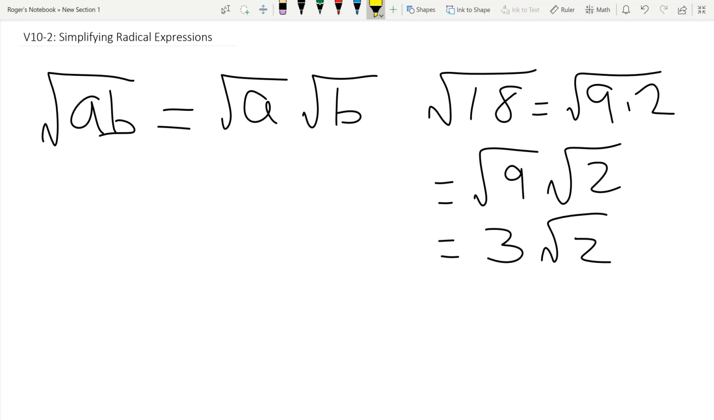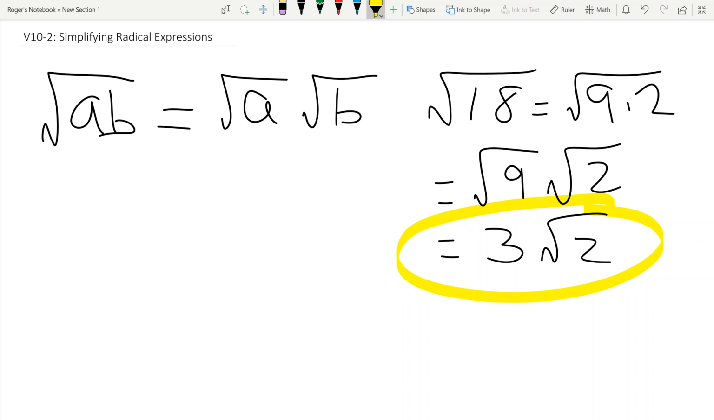Now, 3 times the square root of 2, we normally don't say 3 times the square root of 2 because it's a little bit long to say it that way. So 3 square roots of 2 is the way we'd read that. 3 square roots of 2.